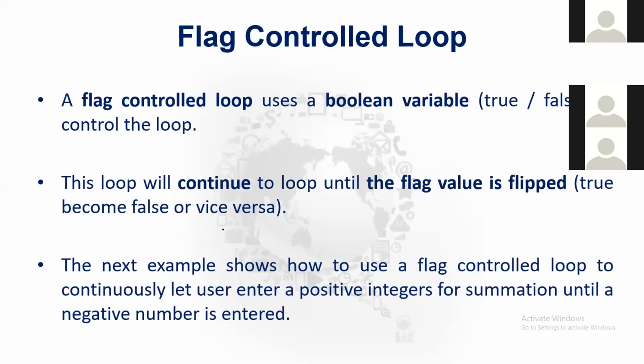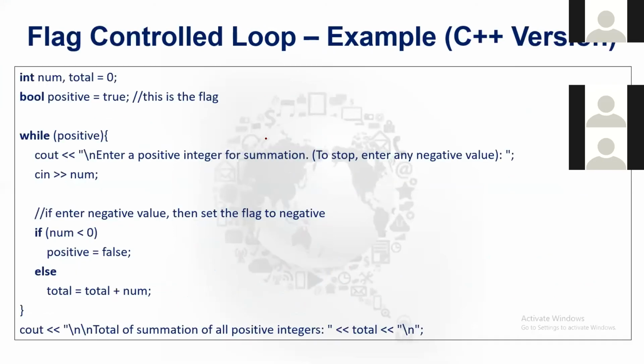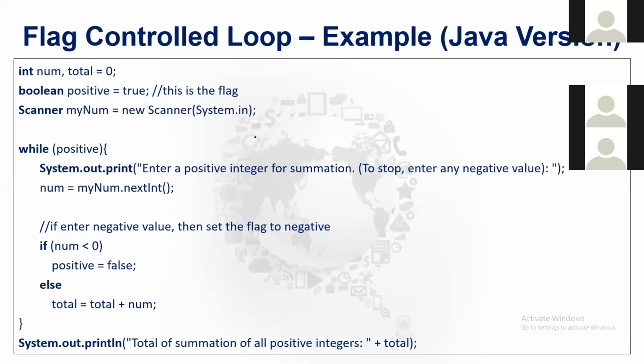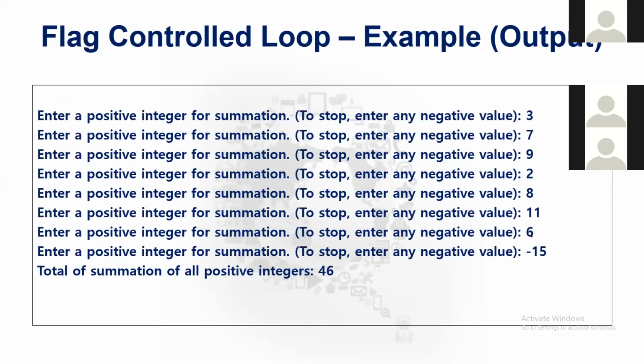Okay, next is the flag control. The flag control is a Boolean, so true or false. Just now you checked based on the conditions, right? But now you are using true or false, based on a negative value. So if the value keyed in is less than 0, then you set it as false. Once the value is false, you skip the loop. So this is an example for Java. Okay, so these are the sample outputs.